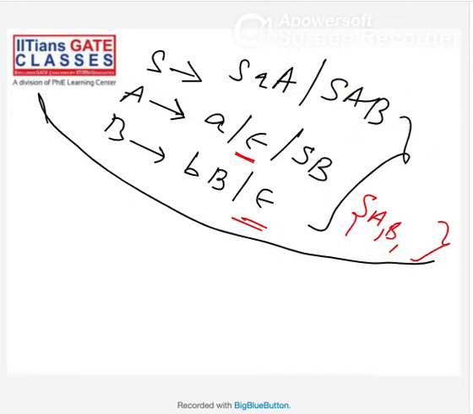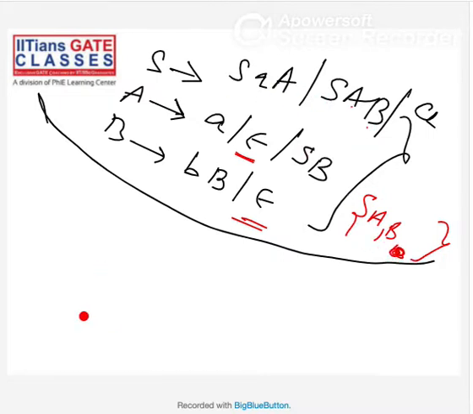Let's add one more production here. S goes to A. So you can see, first of all, this S is not nullable. Why? As I told you, you have found all the directly nullable variables. This A is nullable, this B is nullable. Now this S is not nullable, because you can see there is no production of S in which all the symbols are nullable. Here A is nullable, B is nullable, but this S is not nullable.